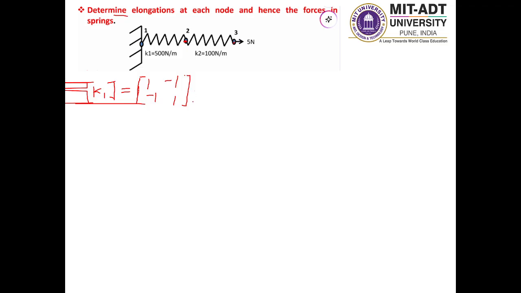Here the value of k for the first spring is 500. So this matrix I can write as 500, minus 500, minus 500 and 500. So this is the first k1 matrix. Definitely this matrix is in between node 1 and node 2, so here I am writing 1 2 and 1 2, as this particular stiffness is in between node 1 and node 2.